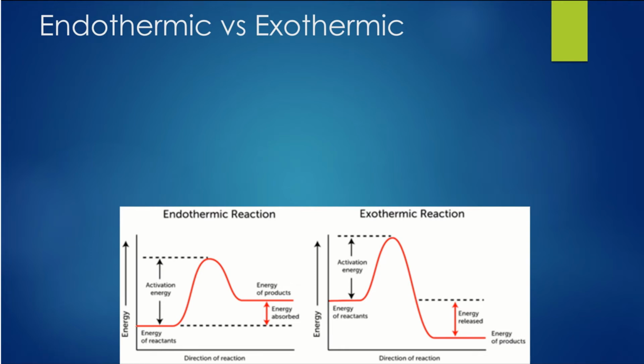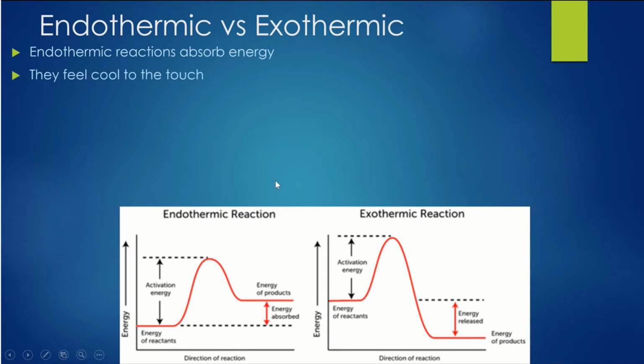All right, next up we have endothermic versus exothermic reactions. So on the left side here, I've got an endothermic reaction. Here's the graph. So here's our starting amount of energy. The reaction happens, and then you'll notice the ending amount of energy, the energy of the products, is higher than the starting amount. That's an endothermic reaction. They absorb energy. So that much energy went into the system. These types of reactions feel cold to the touch. So if you feel a test tube that had an endothermic reaction in it, it would probably feel cold to the touch.